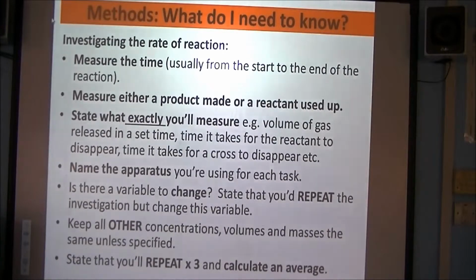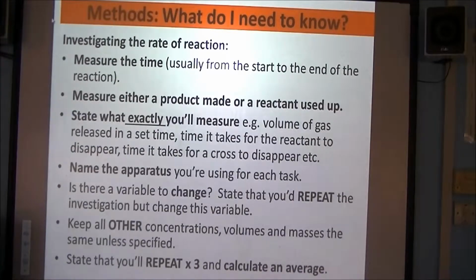Everything else in the investigation must stay the same. So keep any other concentration, any other volume, any other mass exactly the same unless specified. Please notice I have not used the word amount. If you use the word amount, you could mean a concentration, you could mean a volume, you could mean a mass. And the examiner is not allowed to decide what it thinks you might mean. So you must avoid using the word amount. Instead, talk about concentrations, volumes, and masses.